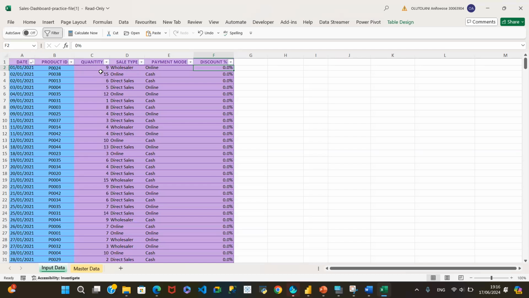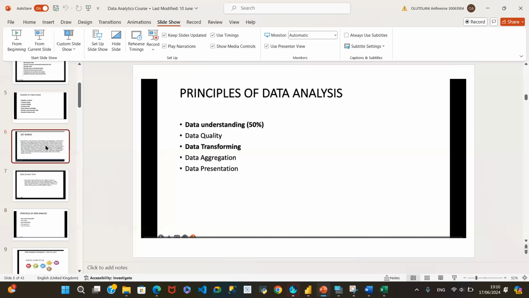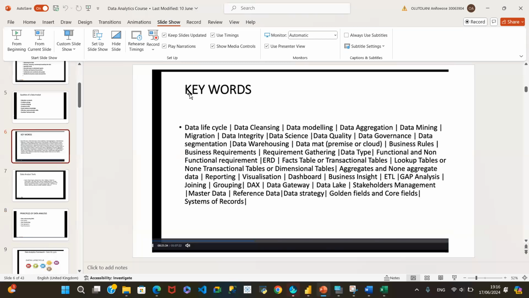Is fact table the same thing as input data or master data table, because you are using a word that we don't have here? Okay. So fact table is a general name that is given to such types of table. One of the key words that we said we should research, fact table.